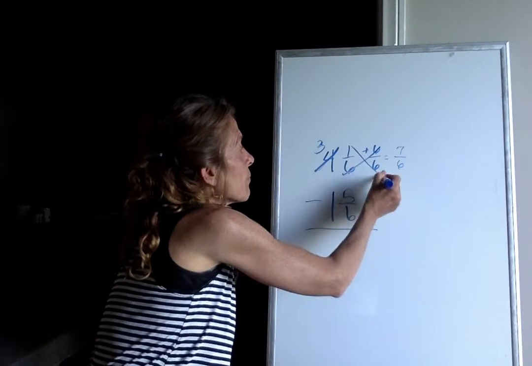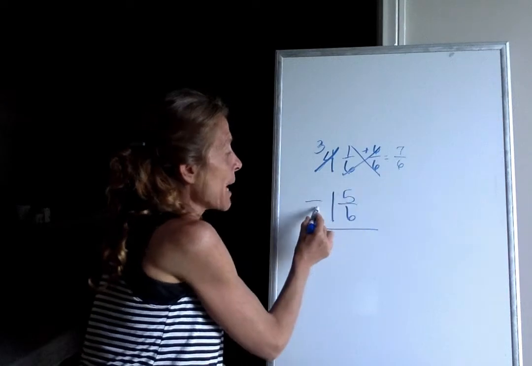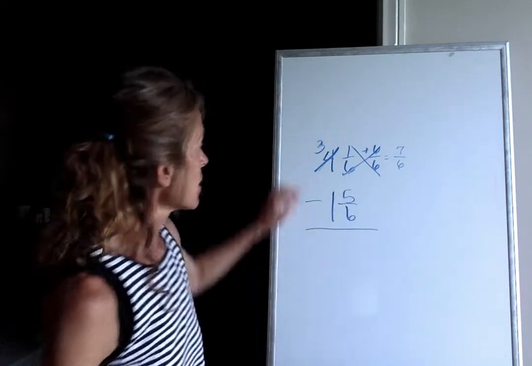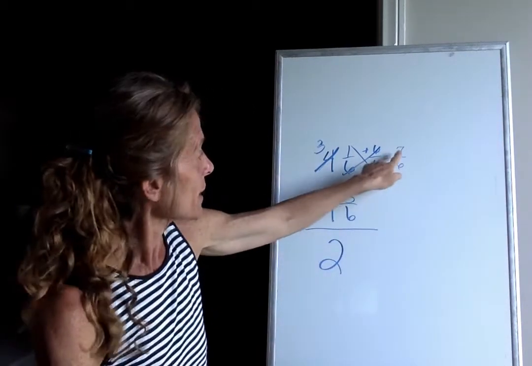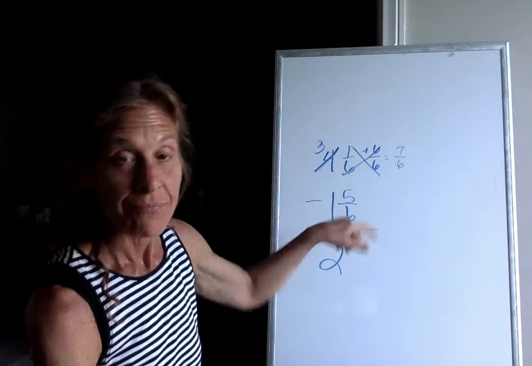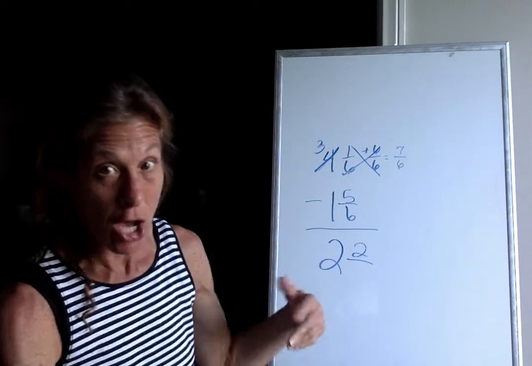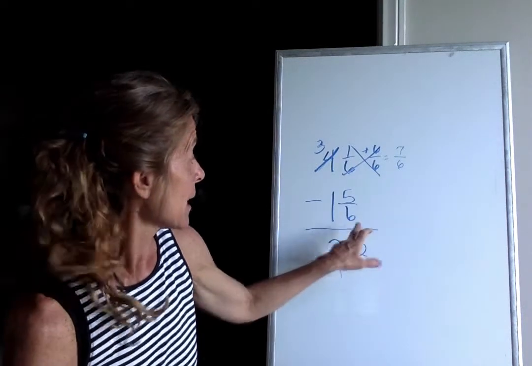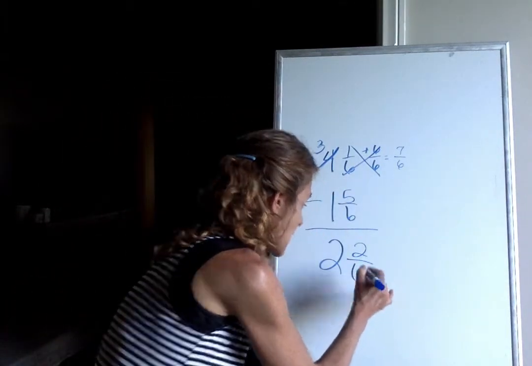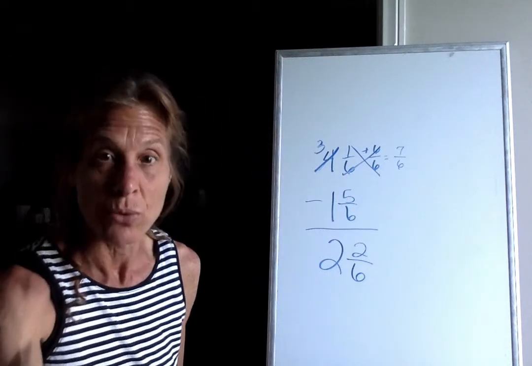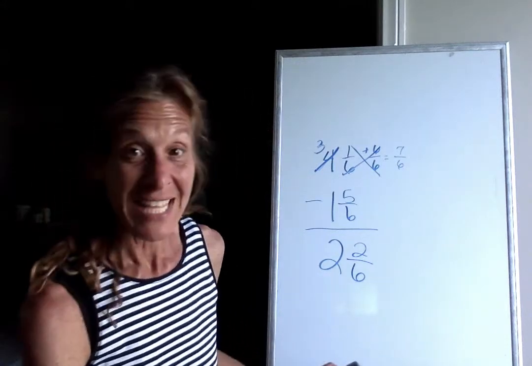So we now have 3 7/6 minus 1 5/6. So what's 3 minus 1? 2. What's 7 minus 5? 2. What's my denominator? My common denominator? Common meaning it's here, it's here, it's here, it's here. 6. So my answer is 2 2/6. Let's do another one.